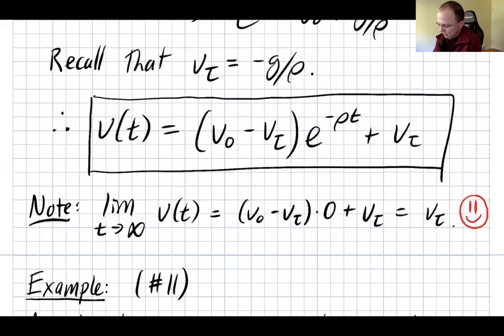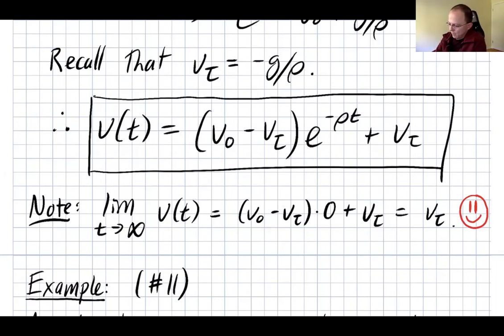And if we look at the limit of this velocity as t goes to infinity, this term here will approach 0. And so we get this thing times 0 plus the terminal velocity, and that gives us our terminal velocity. And so that makes a lot of sense. So we're going to be approaching our terminal velocity in the limit.